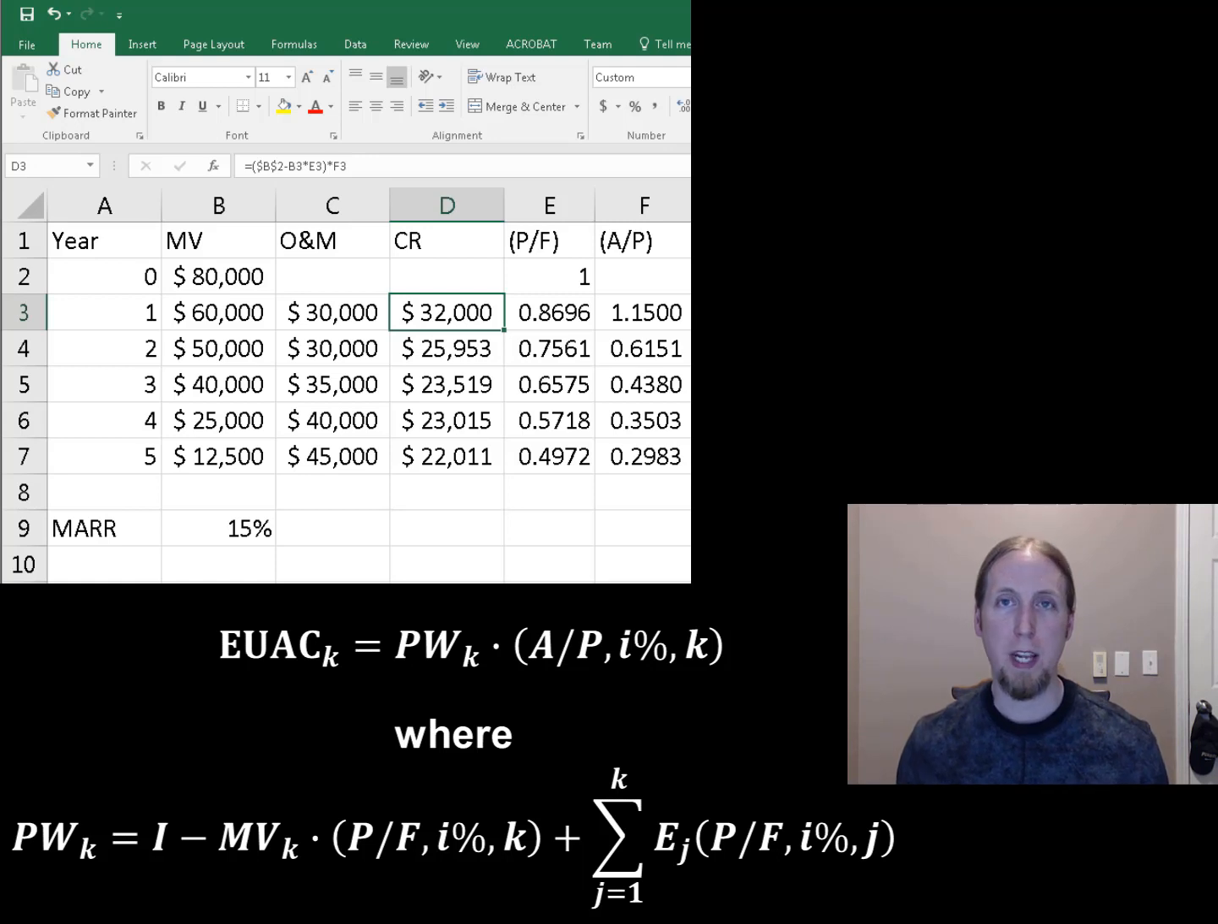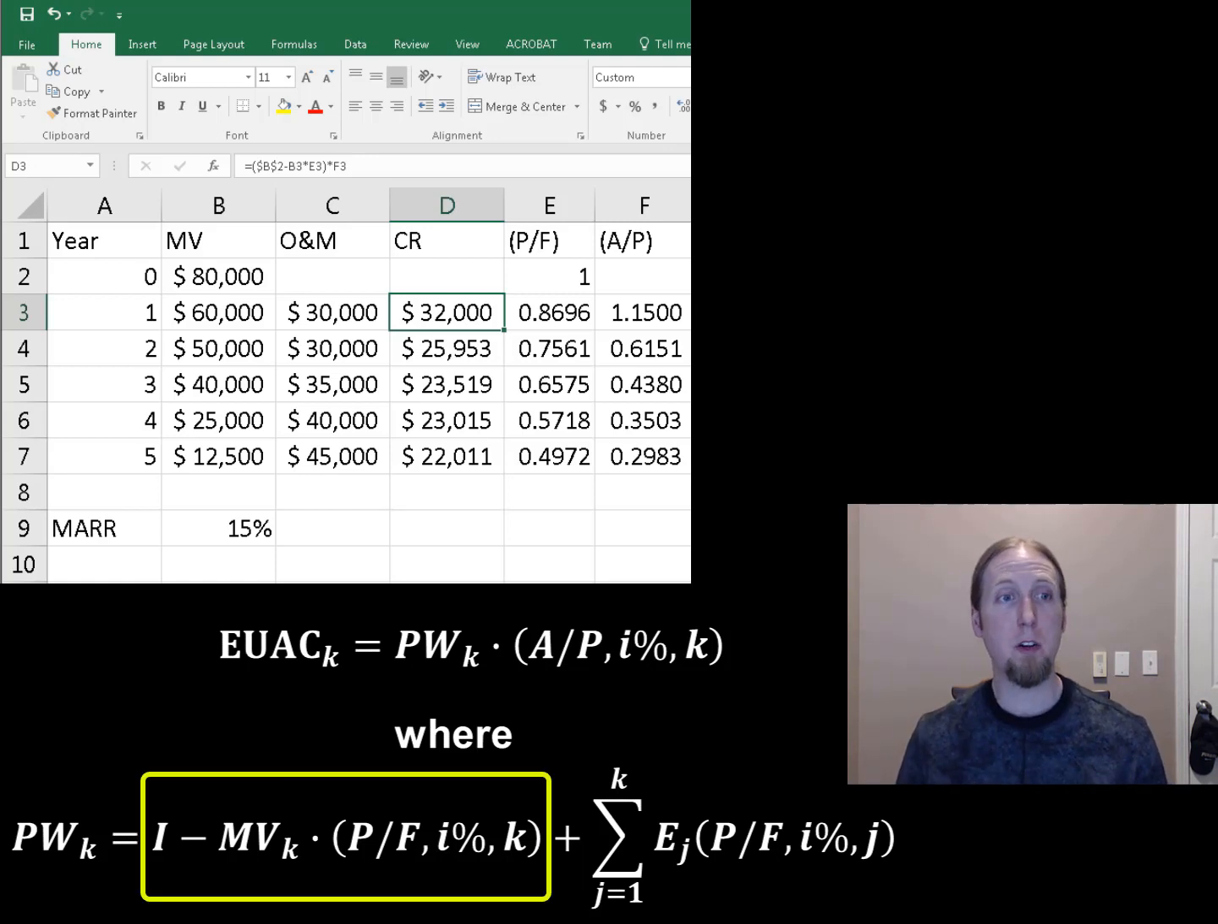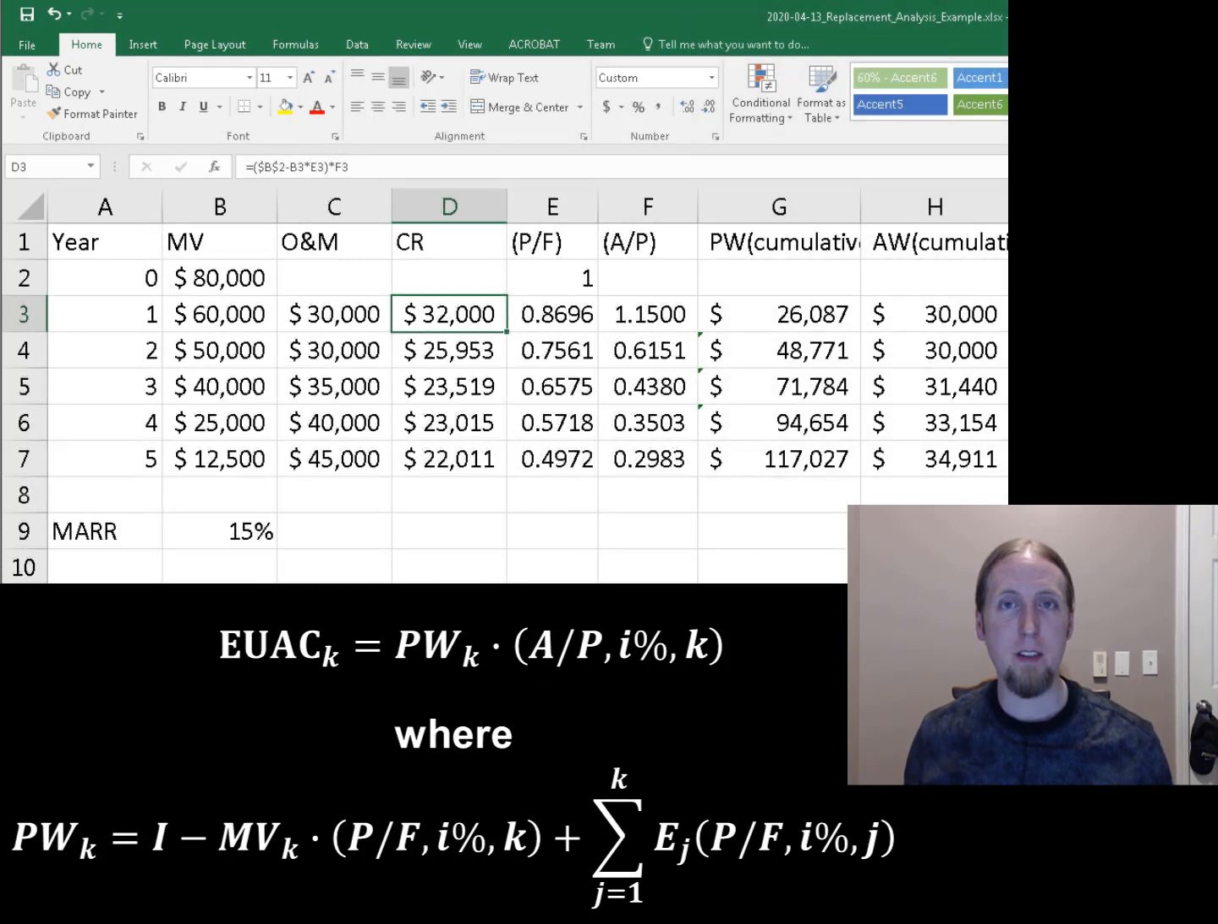In every year, the capital recovery amount is the difference between the initial investment and the market value in that year expressed on an annual basis. So we can calculate that using a P given F factor applied to the market value in a future year, and take the difference with the initial investment now that they're both in present worth terms, and then we can multiply by an A given P to spread that amount out back over the number of years that we're interested in. Next, we need to add up all of the cumulative O&M expenses from years 1 through K.